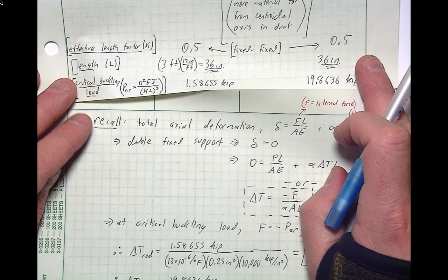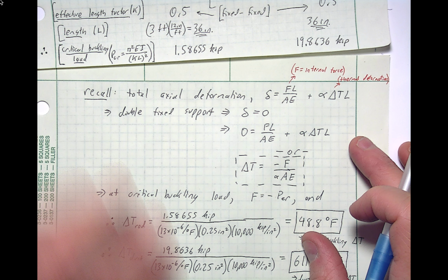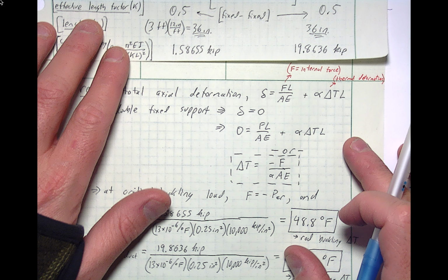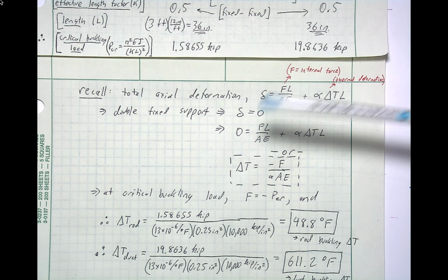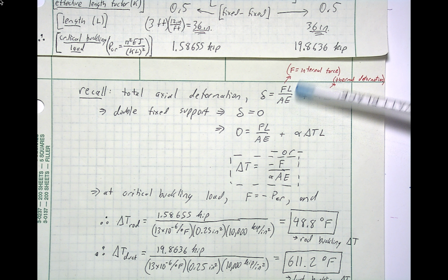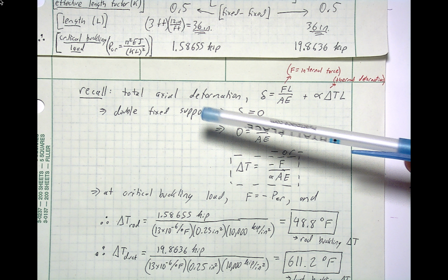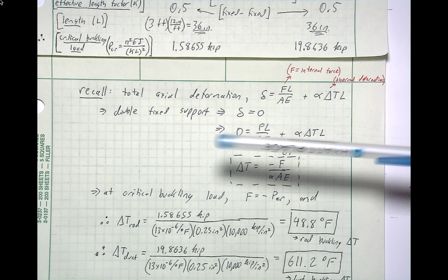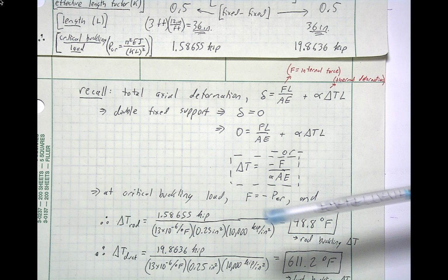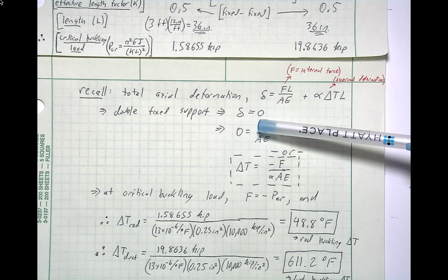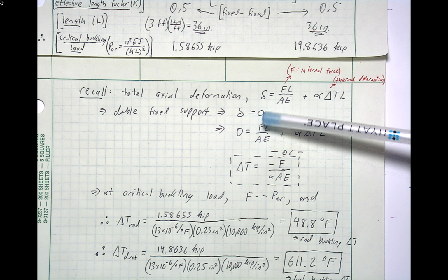Okay, so then to compare it to the temperature associated with this critical buckling load, we need to recall that our total axial deformation has the internal force part plus the thermal deformation. And with a doubly fixed support, doubly fixed rod or duct in this case, that total deformation is fixed at 0. There can't be any deformation.